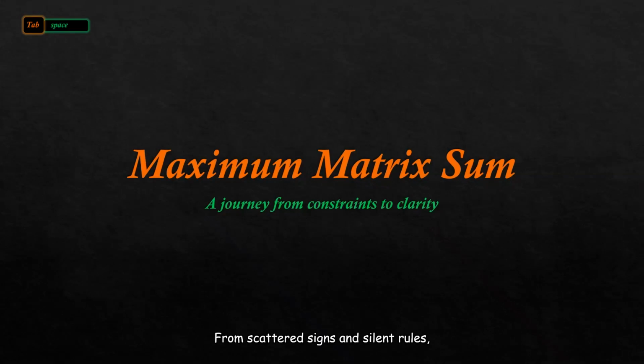From scattered signs and silent rules, from hidden limits beneath free moves. A matrix waits not to be changed blindly, but to be understood deeply. Each flip tells a story, every constraint hides a truth, and sometimes the path to maximum gain is not action but insight. Welcome to this presentation on the problem titled Maximum Matrix Sum.